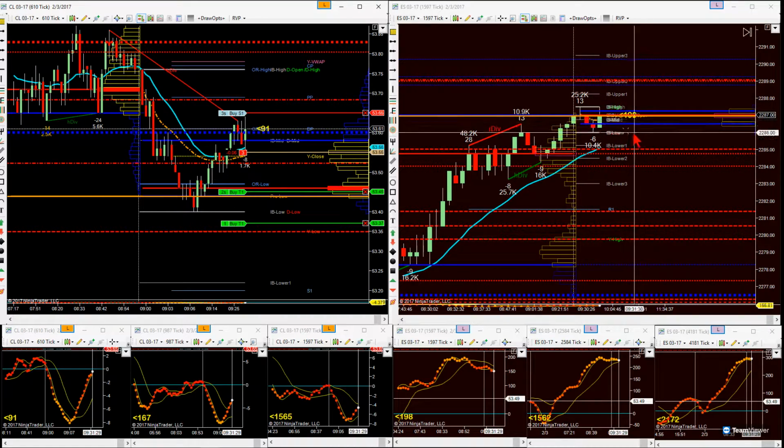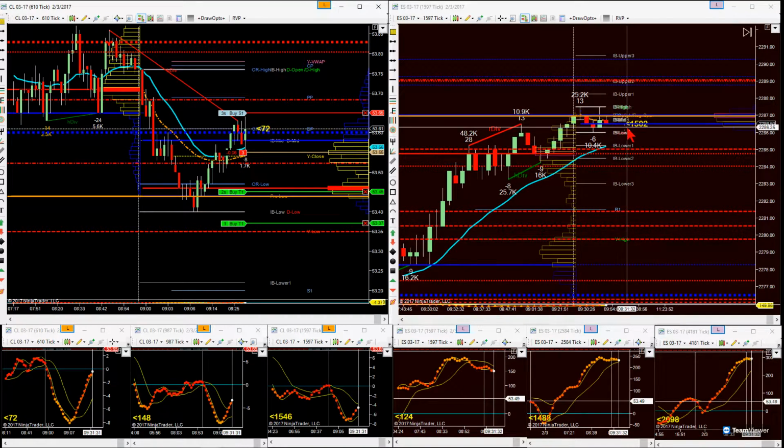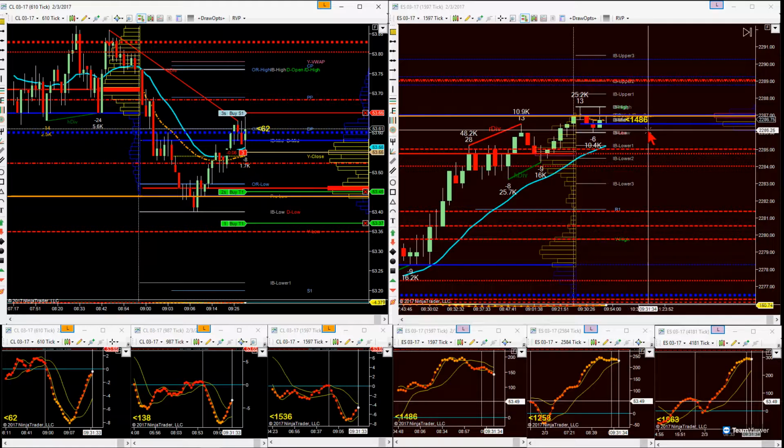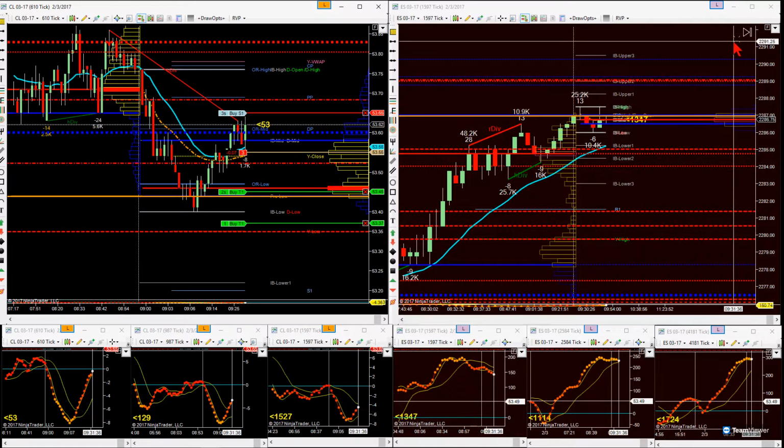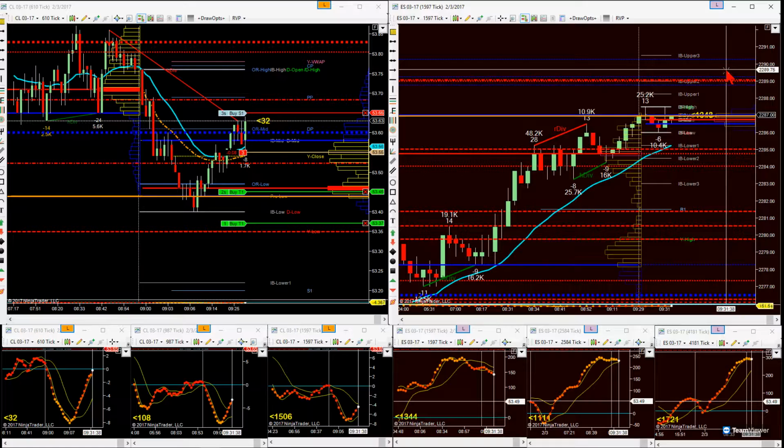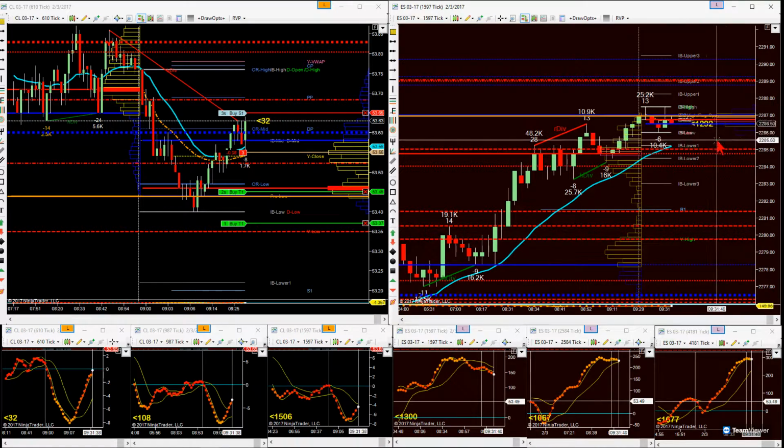S&P opened, really sticking near the overnight high. No real move into the gap. I'll have to find a way to get rid of some of this congestion with this text.